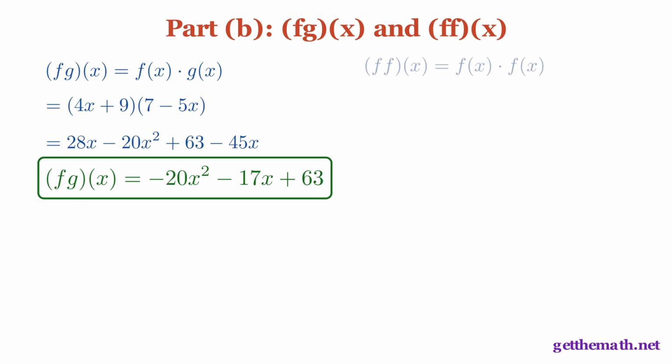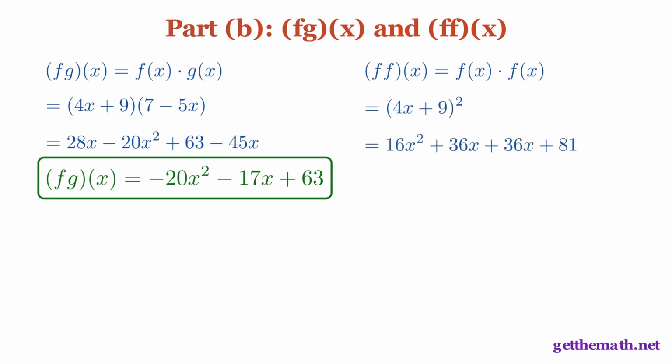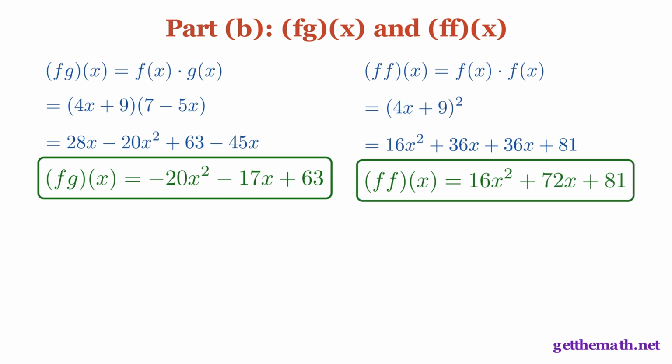F times f of x. Multiply f of x times f of x: quantity 4x plus 9 times quantity 4x plus 9. This is 4x plus 9 squared. Use FOIL, 4x times 4x equals 16x squared. 4x times 9 equals 36x. 9 times 4x equals 36x. 9 times 9 equals 81. Combine 16x squared plus 72x plus 81. F times f of x equals 16x squared plus 72x plus 81.